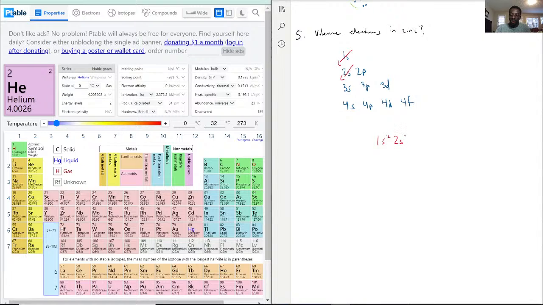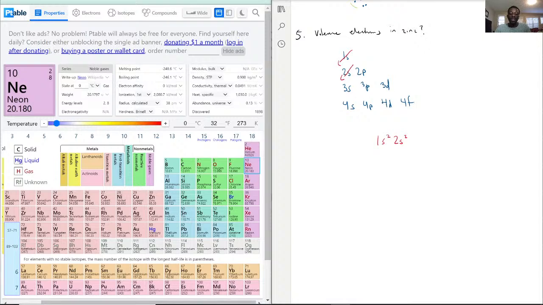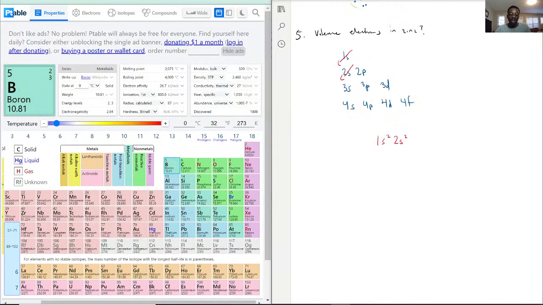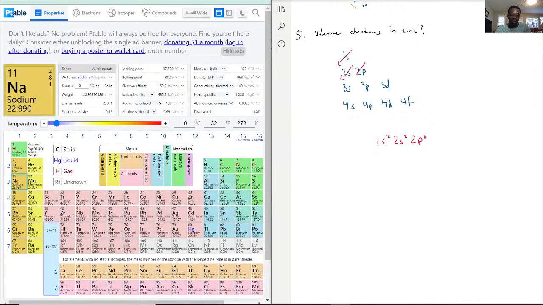So 2s2 is complete. And then from boron to neon, that would be your P subshell, and you notice that there's 6 elements in that span. So we'd count through P, 2p1, 2p2, 2p3, 2p4, 2p5, 2p6 for the neon. So now we know we have 2p6, and we keep going forward, okay? We're in the third row right now.